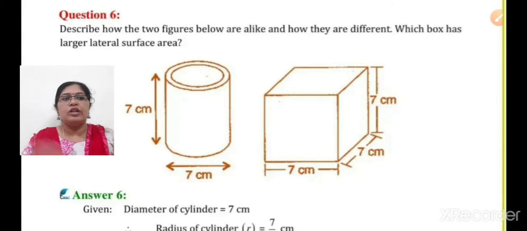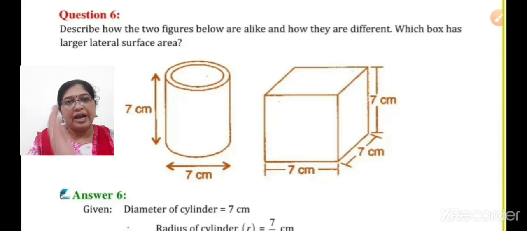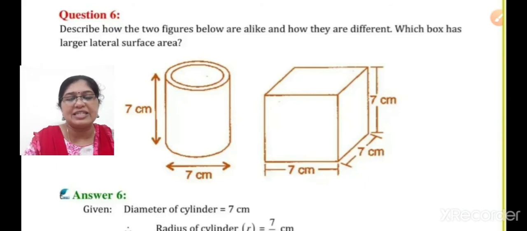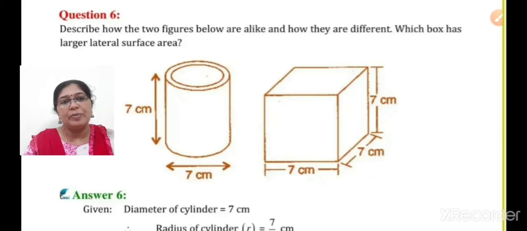Okay, so now the question. Describe how the two figures below are alike and how they are different. Which box has the larger lateral surface area? A cylinder is given with height equal to 7 centimeter and diameter 7 centimeter. Not radius, it is diameter. So what about the radius? Radius will be 7 by 2. Now a cube is given with length, breadth and height. When it is a cube, all the sides are of the same measure.